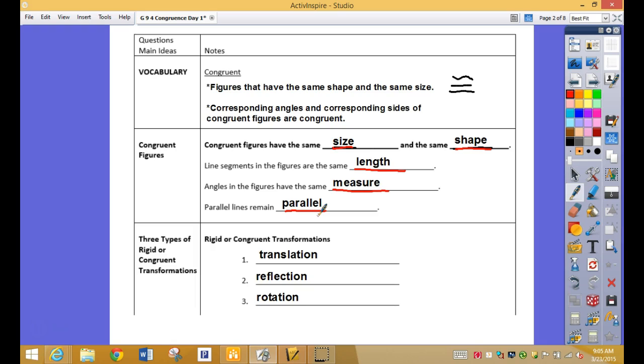There are three types of rigid or congruent transformations, and these are the ones that we did last week. The three types are translations, which you know as a what? A slide. Reflections, which you referred to in elementary as what? A flip. And rotations, which some of you would refer to as a spin or a turn.